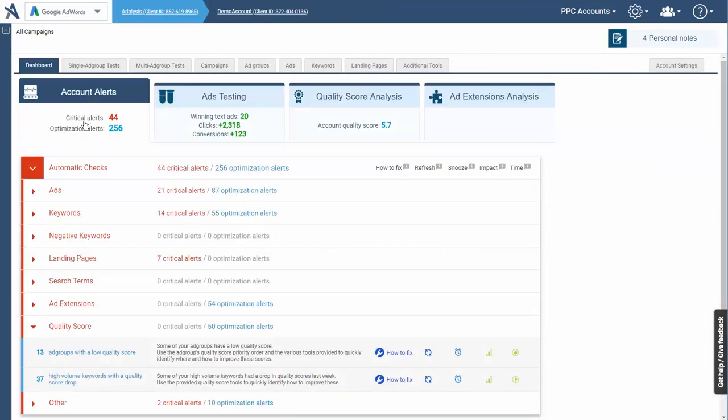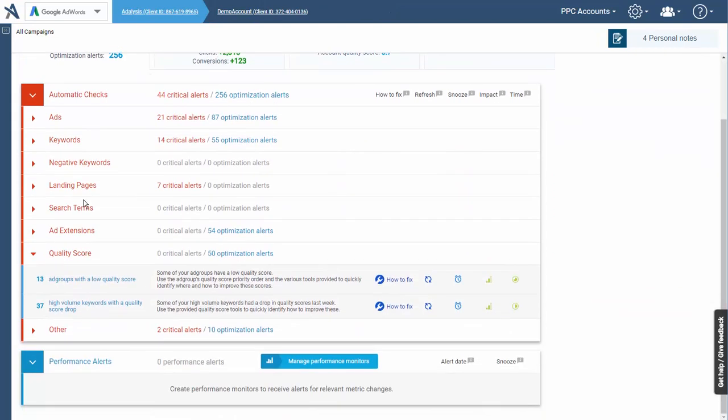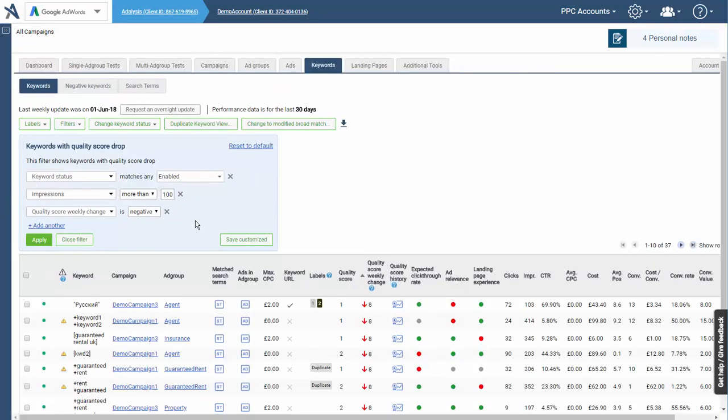So next, if we go over to our dashboard, we can scroll down and we can see there are quality score alerts. So we've got ad groups with low quality score and high volume keywords with a quality score drop. So if we just click on this, we can see the filter. So keyword status is enabled, impressions more than 100, quality score weekly change is negative. Now you can always update the filters. If you have a very large account, you might want to have at least 500 impressions, and we can save our new customized number before that becomes an alert that you see.